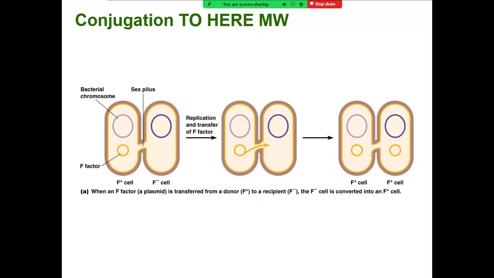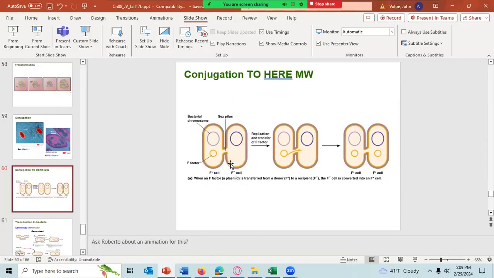So does F minus mean that it just doesn't have a plasmid in it? It doesn't have a plasmid in it, and it doesn't have a sex pilus either. Got it. Thank you. Okay. And when I'm talking about it not having a plasmid, I'm talking about the F plasmid coding for the sex pilus.